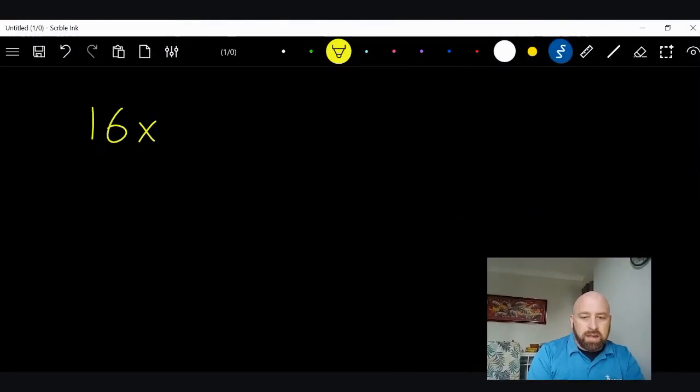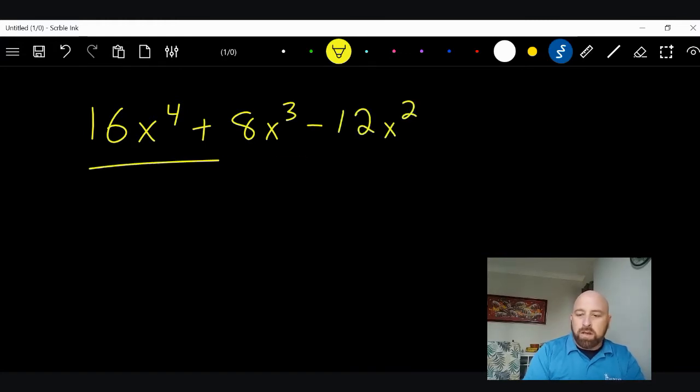If we divide a polynomial by a monomial, this is one that you've done before and you haven't had any real trouble with. Let's go ahead and go over that. So if I have 16x to the fourth, we are on page 16 in your book, plus 8x cubed minus 12x squared. And we're going to divide that whole thing, that fraction bar means to divide, by 2x.